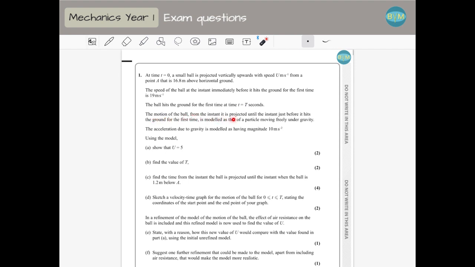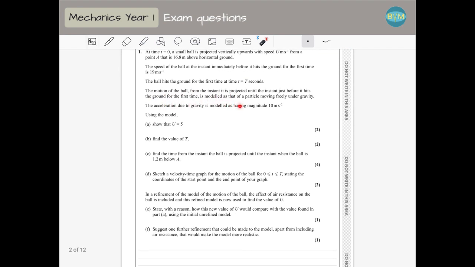The motion of the ball is modeled as a particle moving freely under gravity, and the acceleration is going to be 10 instead of 9.8. Be careful because it's quite common to keep using 9.8 because we are used to it. Using the model, we have to find u, that is part a.